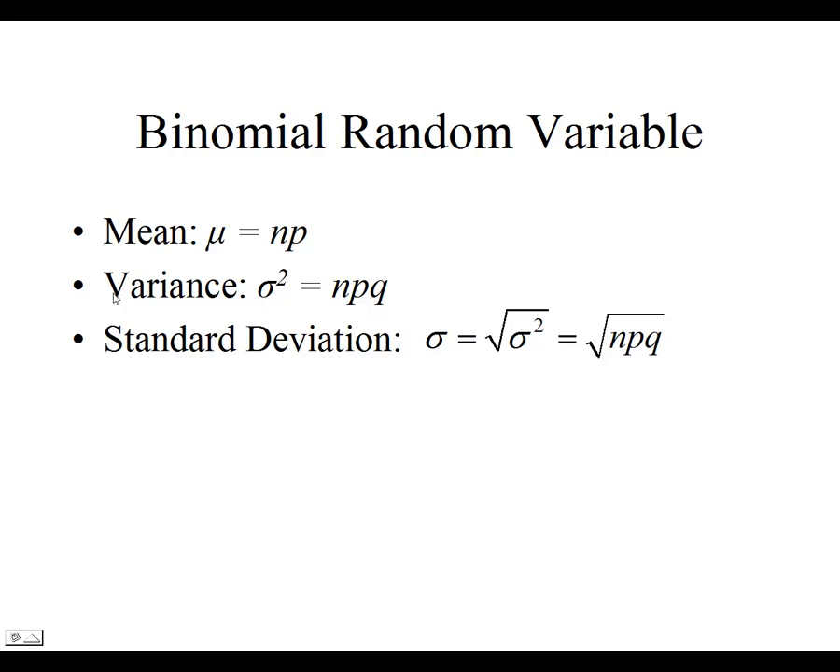Less intuitive is the variance. The formula for the variance is n times p times q, and that leads to the standard deviation, which is always the square root of the variance, being the square root of n times p times q.